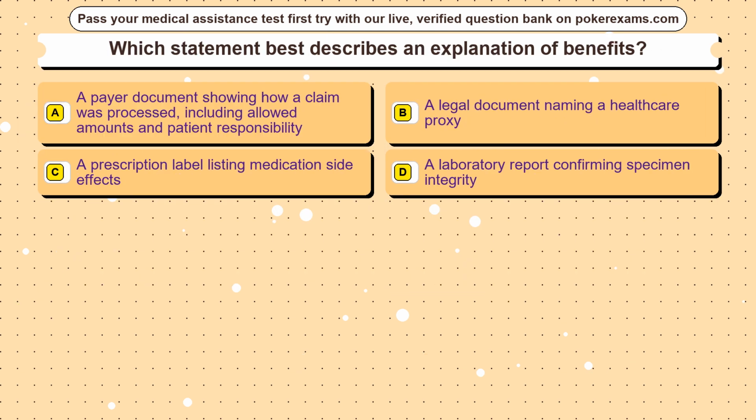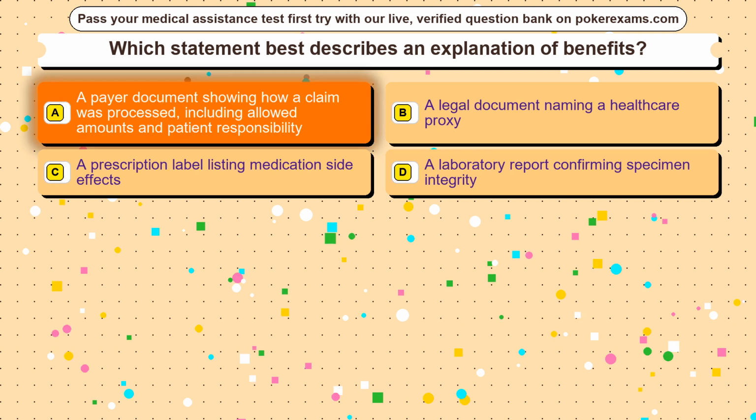Question 70. Which statement best describes an explanation of benefits? Option A. A payer document showing how a claim was processed, including allowed amounts and patient responsibility. Option B. A legal document naming a healthcare proxy. Option C. A prescription label listing medication side effects. Option D. A laboratory report confirming specimen integrity. The correct answer is option A.